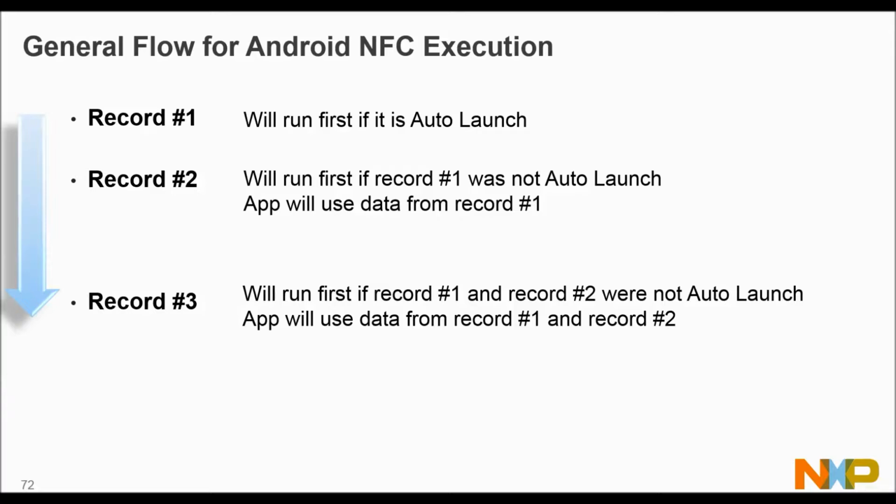If record number one and record number two are not auto launched, then it would execute the third record and so forth, go down the line until it finds one that's an auto launch application. If you were to write your own application, you could probably have it auto launch in record one or number two, whichever one you wanted to, and then the application could continue and read data out of records 2, 3, 4, and so forth, and then choose to run an app or to run another web browsing URL website.